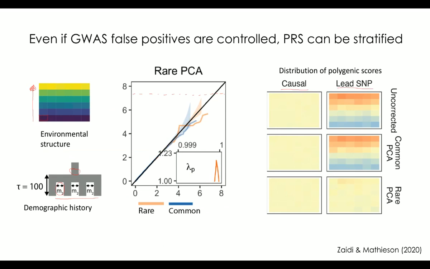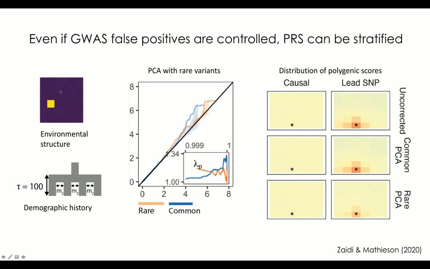So that's one problem, but another problem is that if the environmental structure, perhaps more realistically, is not smooth with respect to any of the principal components, then even that doesn't work. Here we've simulated a case where a single deme has an inflated phenotype, and again, although we're correcting for the genome-wide false positive associations in the GWAS, the polygenic score is still showing stratification. So in some sense, I think what this means is that we simply can't really correct for population structure in the polygenic score. The polygenic scores are much more susceptible to population structure than even the original GWAS.